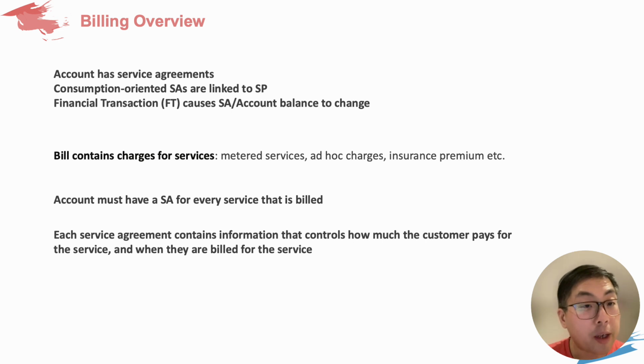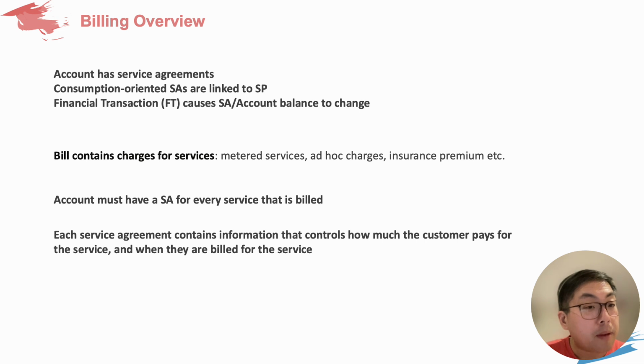Bill contains charges for service in many different ways. So it could be a metered service, consumption based, or ad hoc charge. For example, one-off charge, say, install EV service points, or insurance premium, which could be recurrence charge, but not based on consumption, but based on a kind of payment plan.